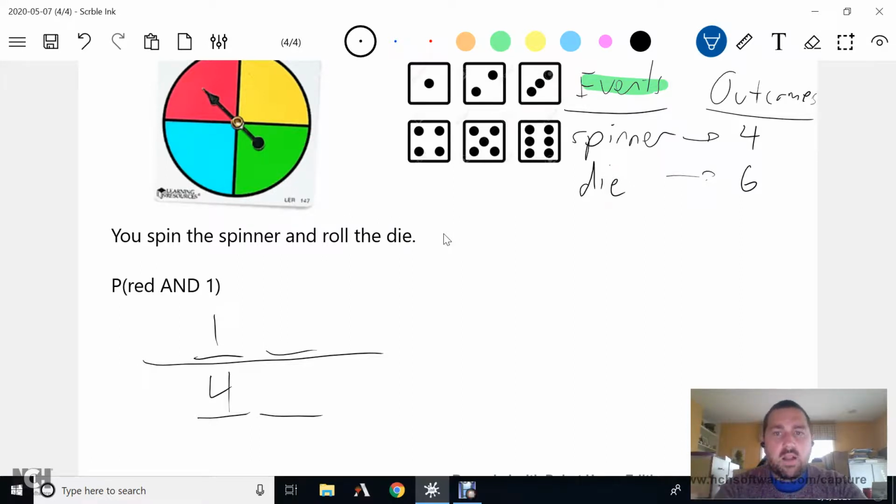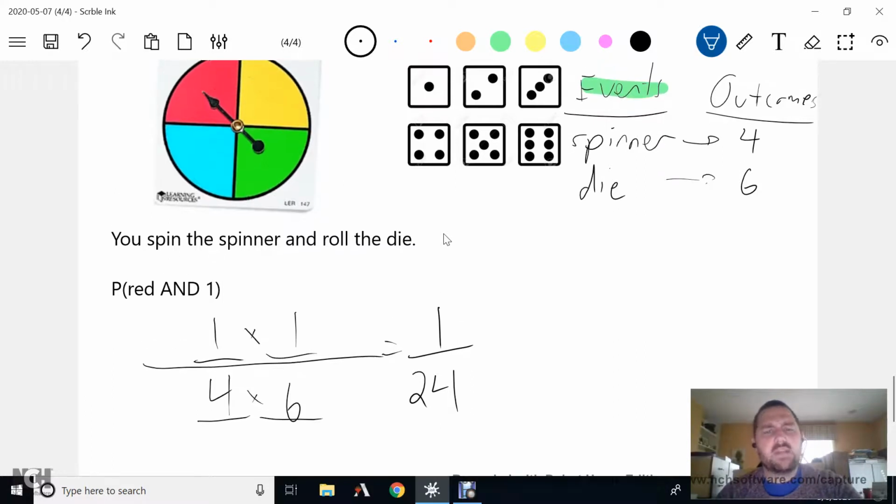And on a die, how many ways can you get a 1 on this 6-sided die? Well, there's 1 way, and there's 6 total sides, so that would be 1 and 6. And the fundamental counting principle says we multiply these values, giving us 1 over 24, which is about 4%. Pretty small, pretty unlikely for that to happen, right? Notice how we did this. We didn't make a tree diagram. We didn't count that way. We counted using the fundamental counting principle.